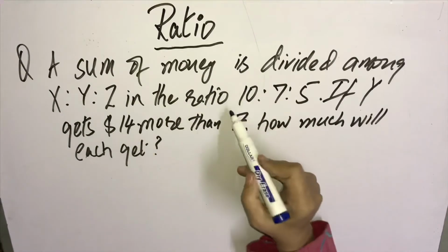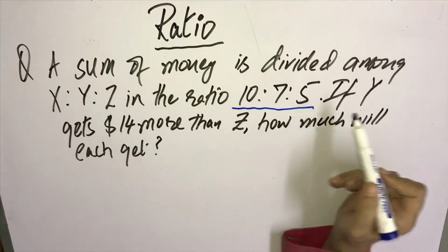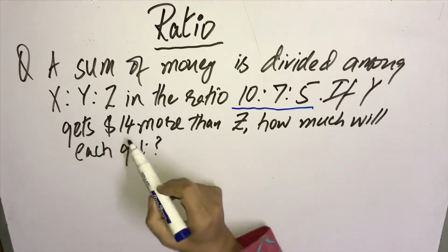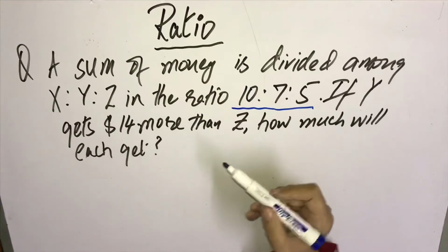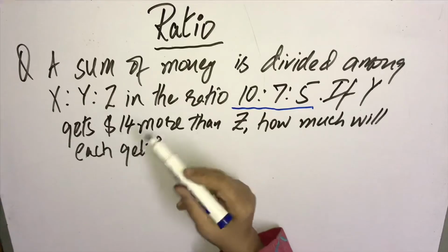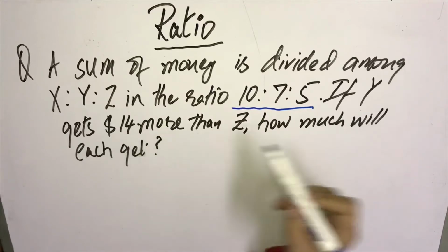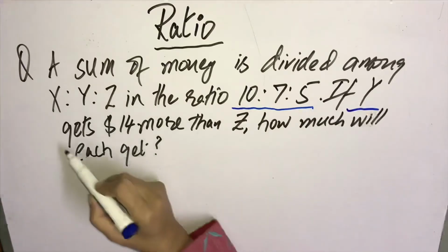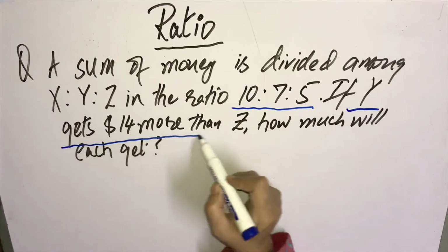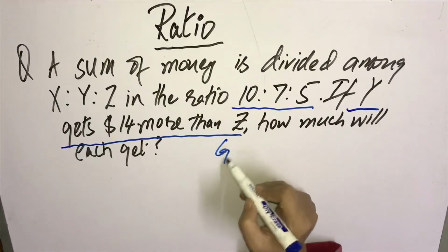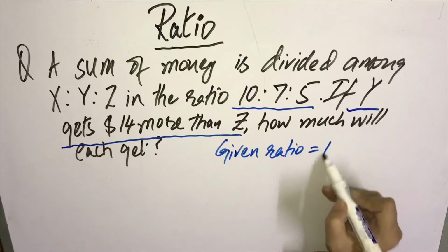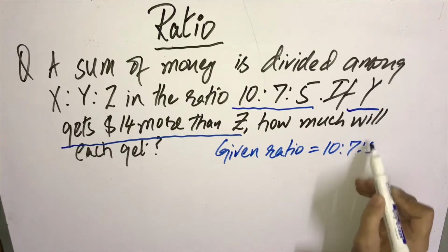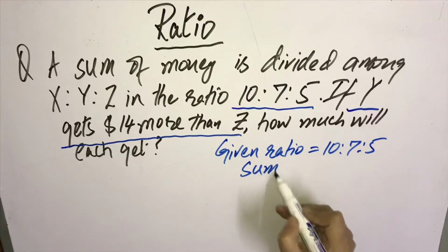Another way to give the question is: a sum of money is divided among X, Y, Z in the ratio 10:7:5. If Y gets $14 more than Z, how much will each get? In this question, we are not given the total amount, but we are given one condition, that Y gets 14 more than Z. So first we shall take the given ratio, which is 10:7:5. We shall find the sum of ratio.